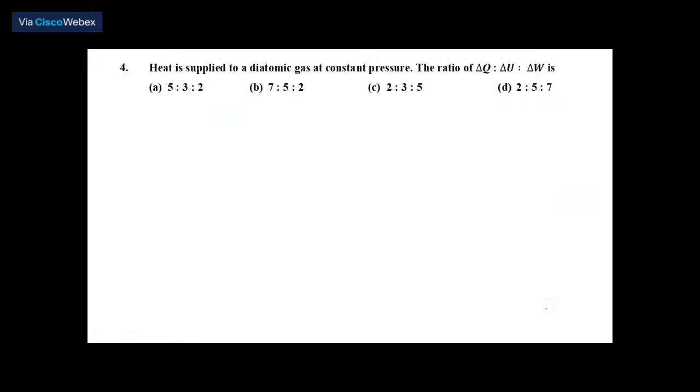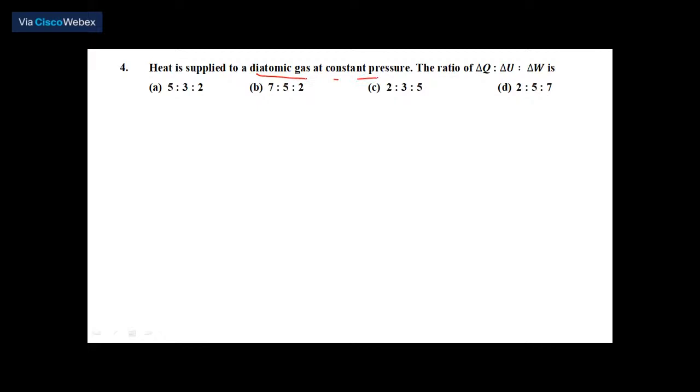Yeah, read out the problem. Heat is supplied to a diatomic gas at constant pressure. The ratio of delta Q, delta U, and delta W is to be calculated. It's a diatomic gas, and pressure is kept constant.